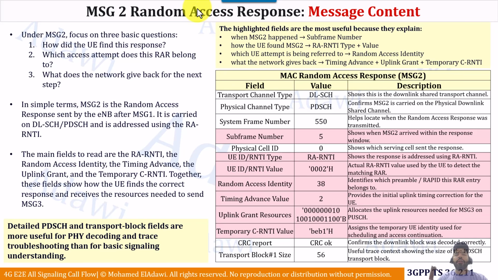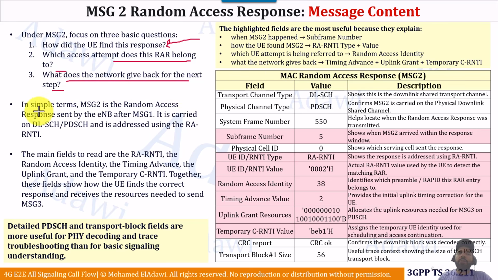So here, actually, this is about message number 2. Again, I will ask myself some questions. First of all, how did the UE find this response? I explained this one already in detail using the RA-RNTI, right? And also the random access identity or the preamble identity, which, for example, was 38 as I highlighted. Which access attempt does the RA belong to? And what does the network give back for the next step? What kind of information can I find for the next step, for example, for initiating message number 3?